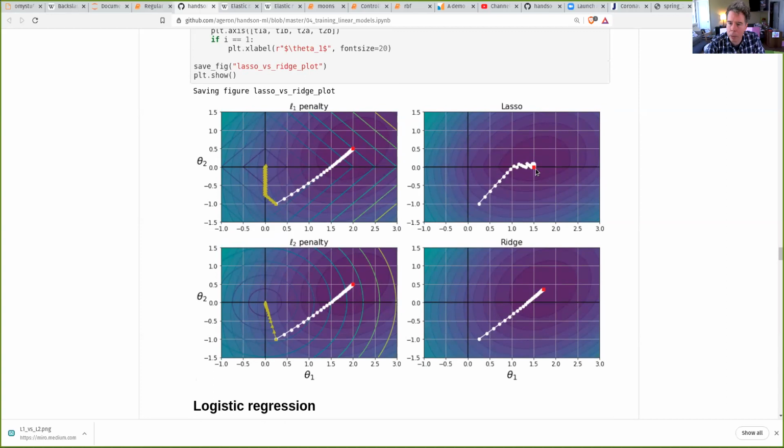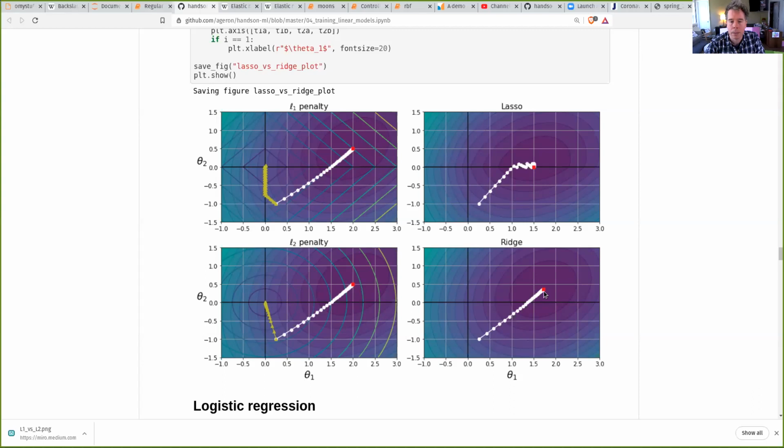It looks like that's probably right, but it might not have as low a mean squared error as this one. So it's always a trade-off between the two, but you're right, that is something that is worth noticing.